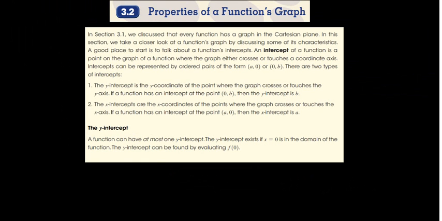But anyways, we talked about my domain Bible, meaning these are the values that I can use in a function. So that's what this sentence is saying: the y-intercept exists if x equals 0 is in the domain. If we're allowed to use that number.